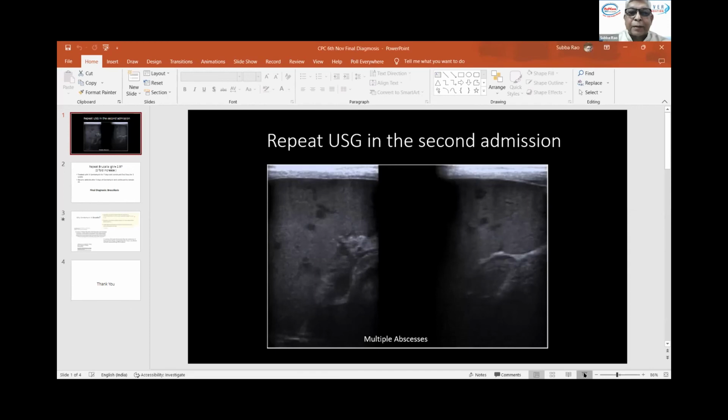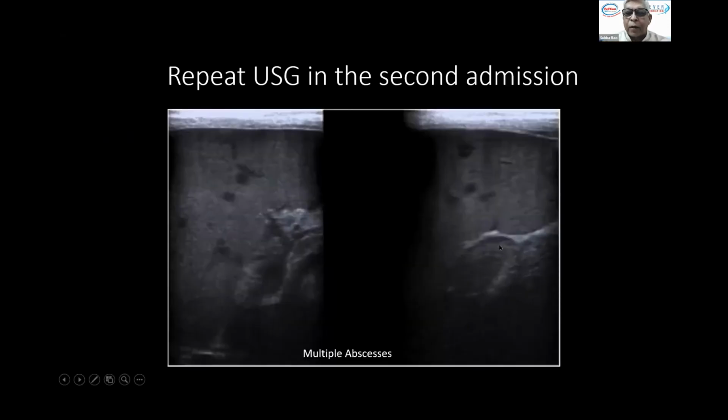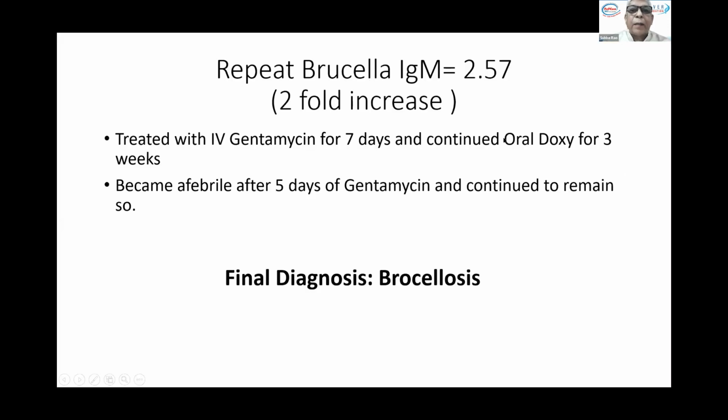showed multiple abscesses. You can see a lot of hypoechoic areas. And we did a repeat brucella, and that showed a twofold rise, 2.57. And that concluded that this could be a brucella. We went back to the history, and then there was definite confirmation that the child, in the 2 months stay in the native place, was regularly consuming unpasteurized milk.